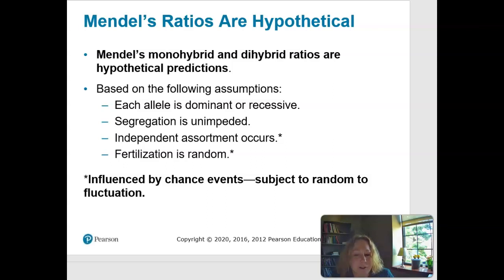hypothetical. These monohybrid and dihybrid crosses are hypothetical predictions. If you had 4 babies, you probably wouldn't have one that's big D, big D, 2 that's big D, little d, and 1 that's little d, little d. This is a probability. So based on the following assumptions: each allele is dominant or recessive, segregation is unimpeded, independent assortment occurs, and fertilization is random. Now, fertilization really isn't always random, but it can be. Influenced by chance events, subject to random fluctuation.